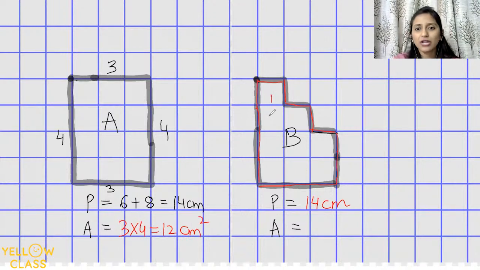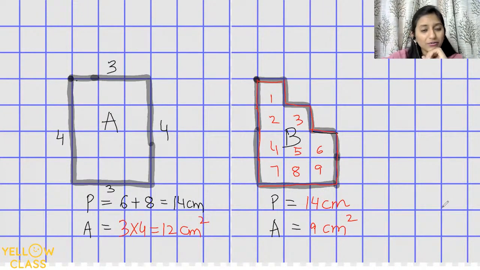For this, we need to count the squares. So this is 9 centimeters square. Simple. Okay, so all of you are now getting too good at that. Okay, let's take one more tricky one.